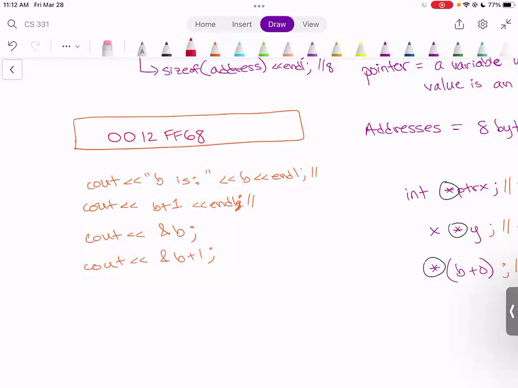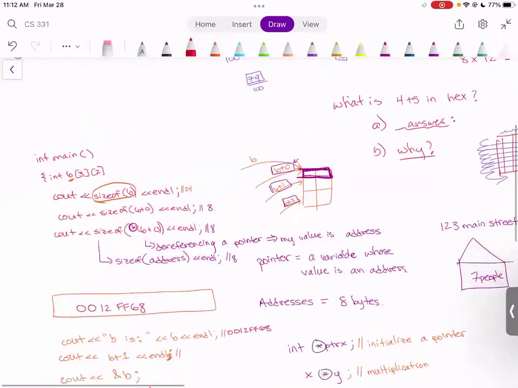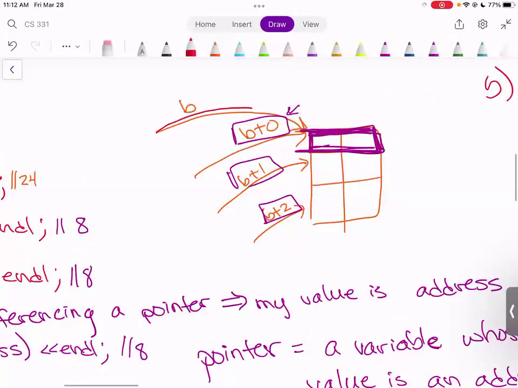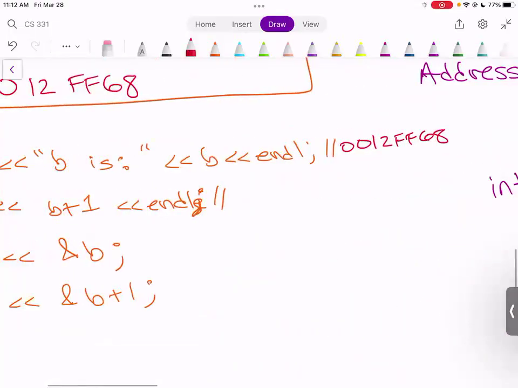The address. Exactly. 0012FF68. Okay. Pretty simple. Wait, why would it be the address? It's just like printing out b. Because b, as I showed you here, is still a pointer, right? It points to the entire array. And so the entire array's address starts at 0012FF68. This is where the array starts.